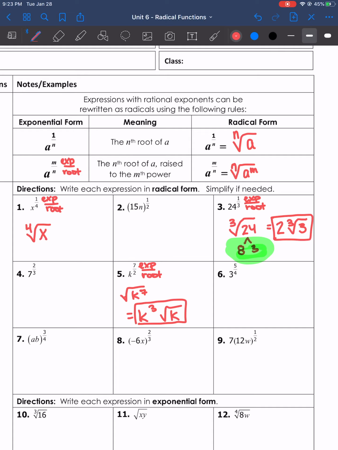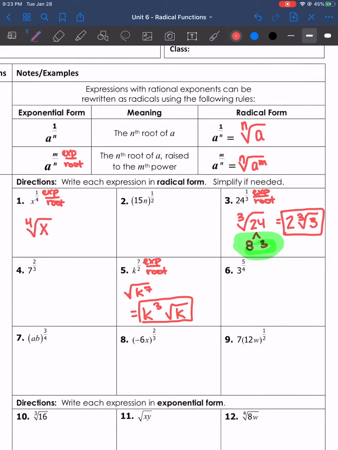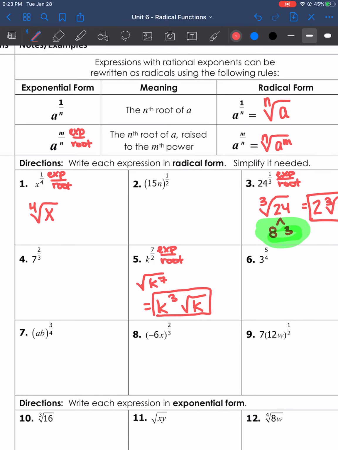And then I have a b both to the 3/4 power, so I'm going to have to distribute that 3 to both the a and the b. So it's exponent over root, so it becomes the 4th root of ab cubed, which is also equal to the 4th root of a cubed b cubed. And I would want you to write it this way, since it cannot be simplified, so you know what that exponent means.